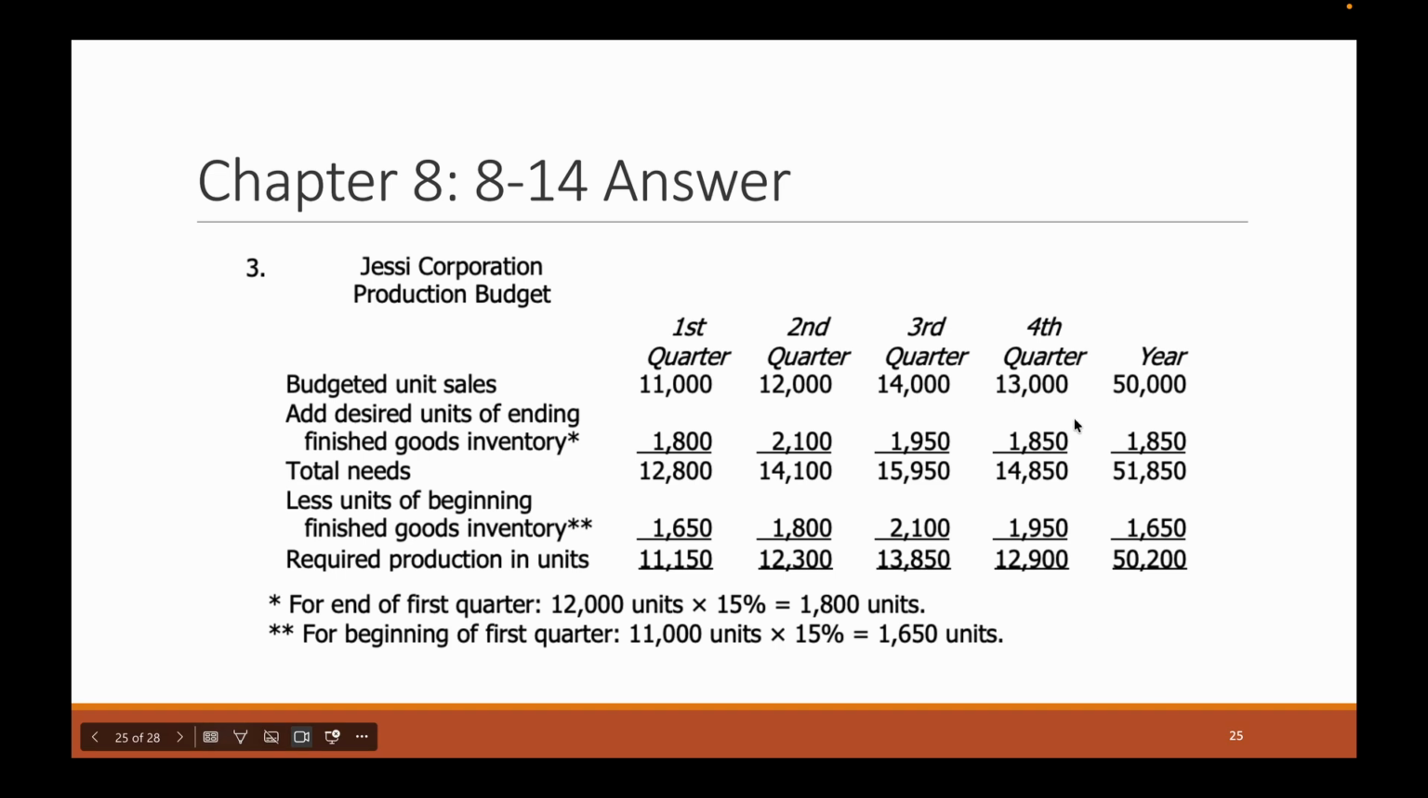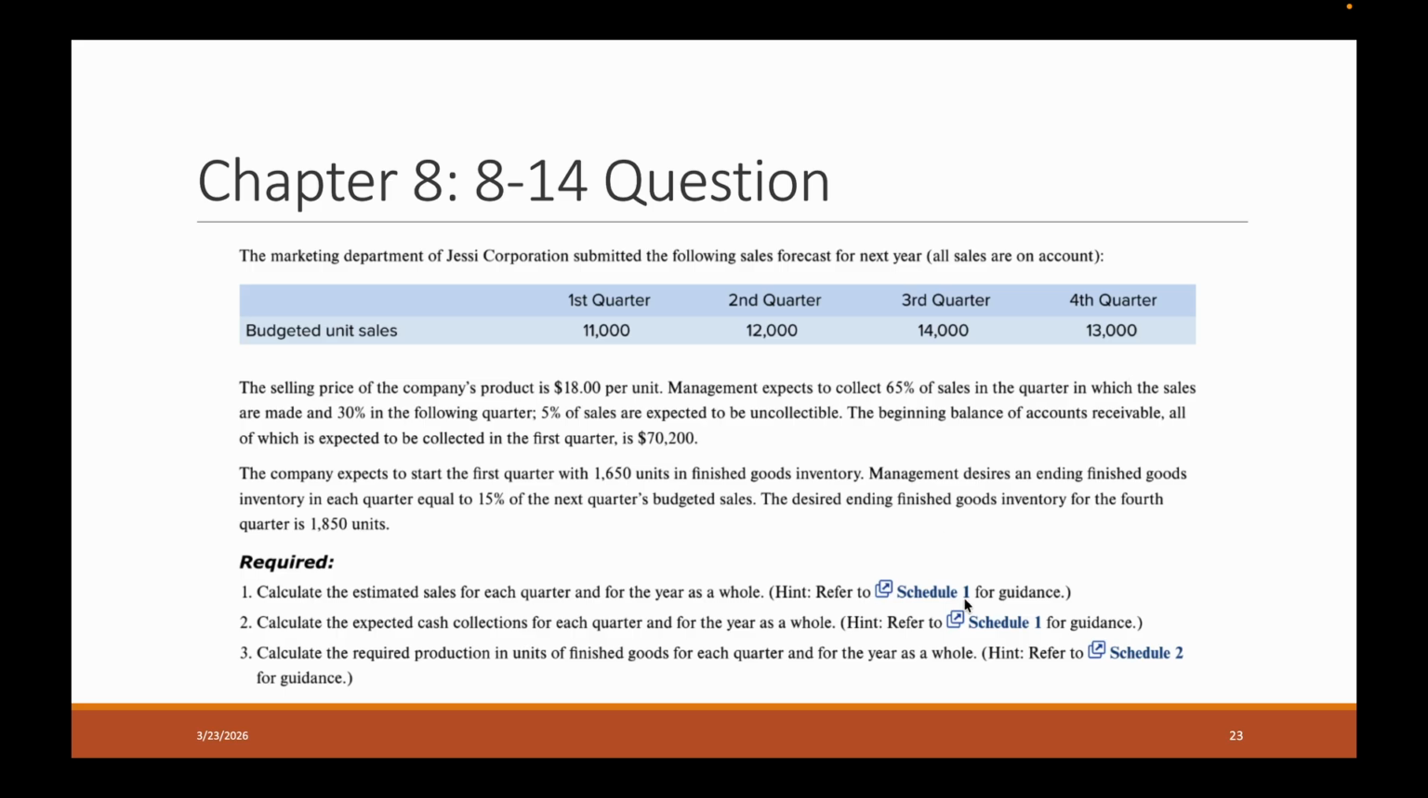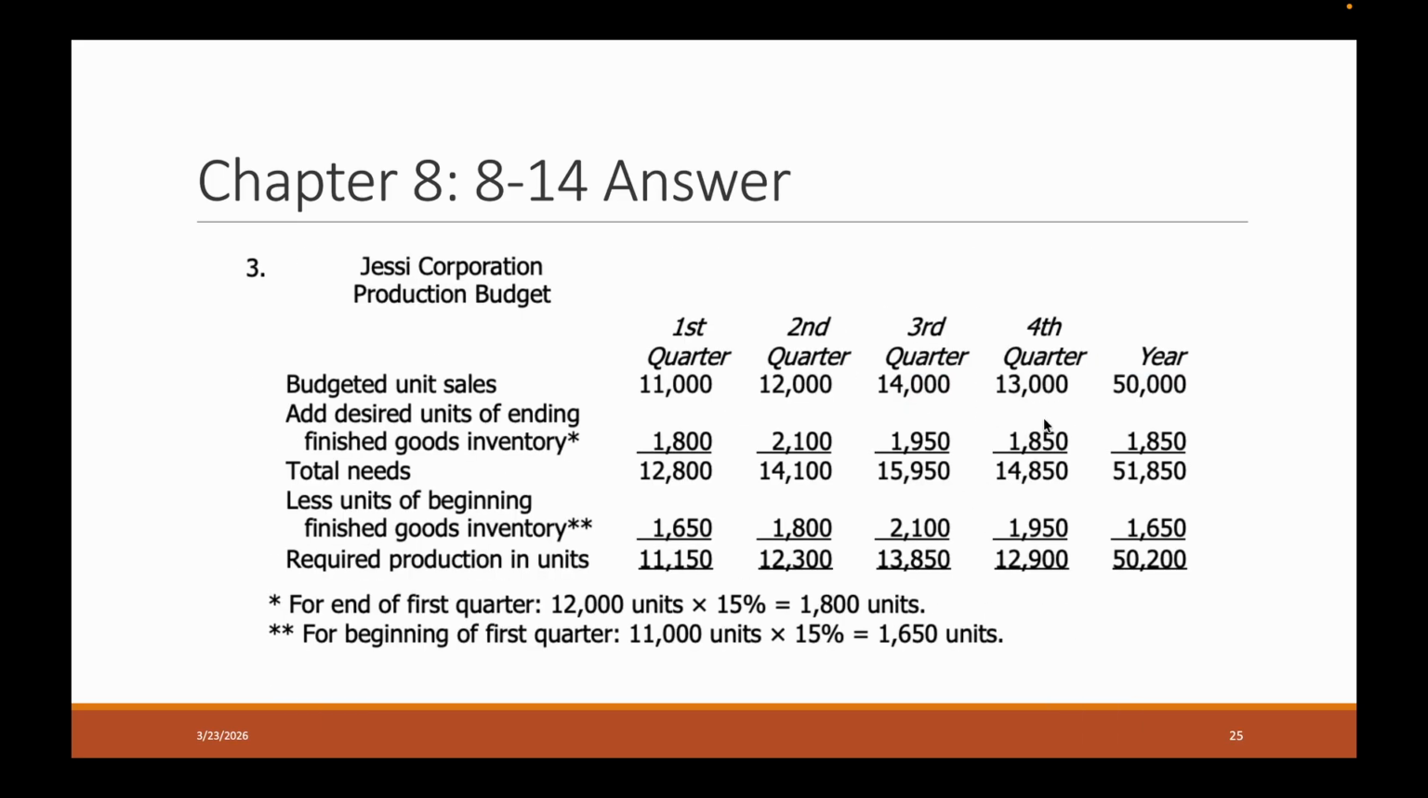Now we get to quarter 4. We need to figure out how much we have in ending inventory, but we don't have another quarter to multiply by the budgeted sales. And it tells us in this problem that the desired ending finished goods inventory for the fourth quarter is 1,850. So we don't have to worry about that. It gives us that number, the 1,850. So our total needs is 14,850 minus the beginning finished goods inventory, which is the ending of quarter 3, and that gives us 1,950. So our required production is 12,900 for quarter 4.